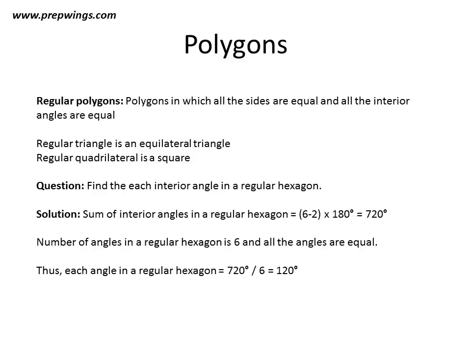But all the angles are equal. And there are 6 angles in a hexagon. So each angle will be measuring 720 degrees divided by 6, which is 120 degrees. This is a regular hexagon, so all the angles have to be equal. So each angle measures 120 degrees in a regular hexagon.